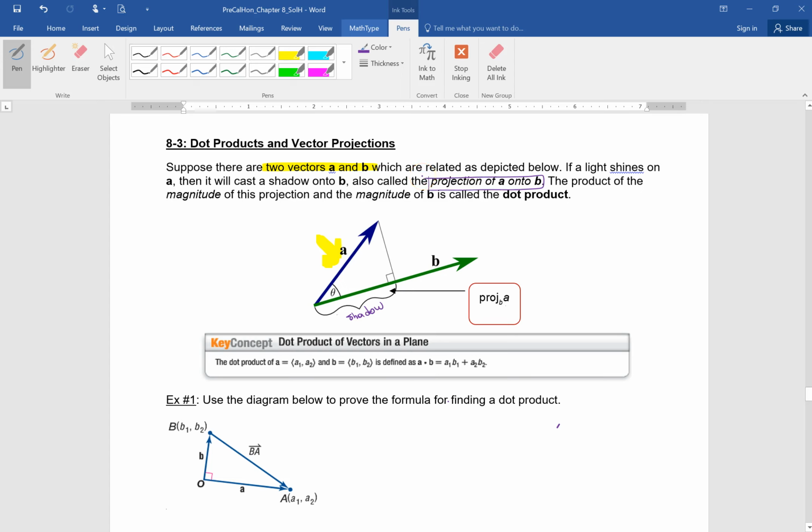Now, so we shine a light. There is a shadow. Suppose we now measure the length of the shadow with a ruler. And then we measure the length of the vector B, okay, with a ruler again.